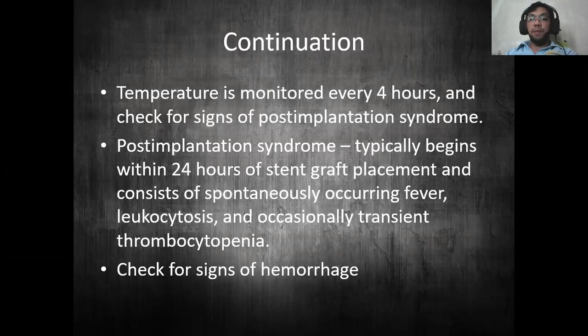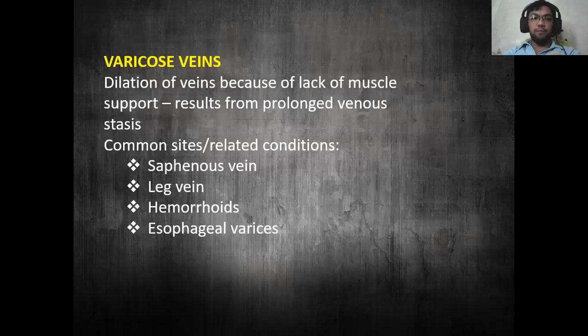Post implantation syndrome typically begins within the first 24 hours of stent graft placement and consists of spontaneously occurring fever, leukocytosis, and occasionally transient thrombocytopenia. This can occur since that stent is a foreign object that is placed in our body. So watch out for that. That is a defense mechanism of the body to protect itself from foreign substances. So check for post implantation syndrome. Check for signs of hemorrhage as well.